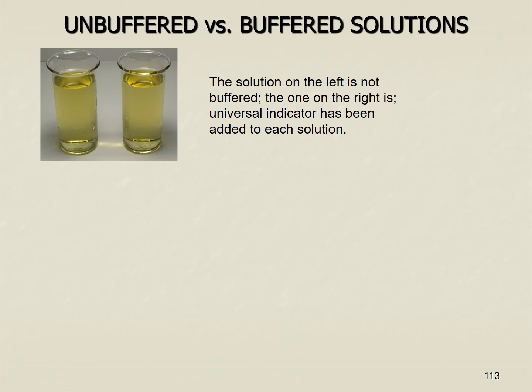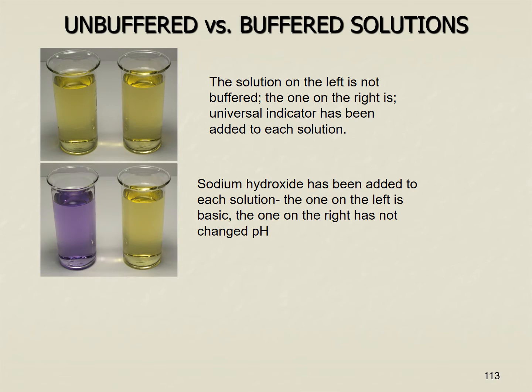making it be pH 7. So let's say we just add a drop or 2 of NaOH. Well, the one on the left will become basic very quickly, and so you can see it's turned purple, which indicates a pH above 7. However, the right-hand side, the buffer, has stayed pH 7. So what we're doing is protecting from wild changes in pH.